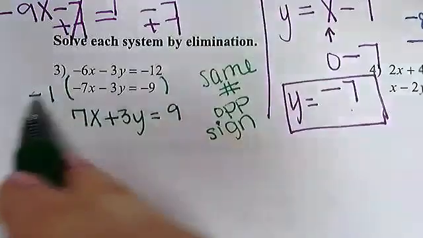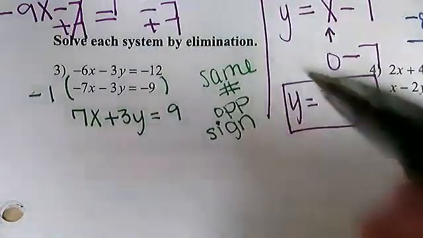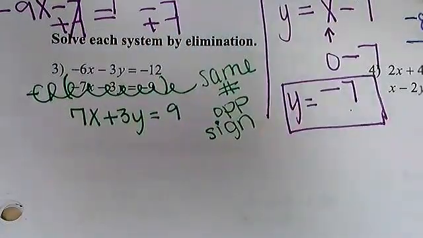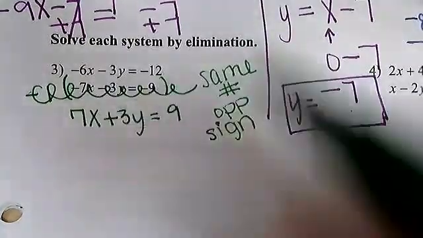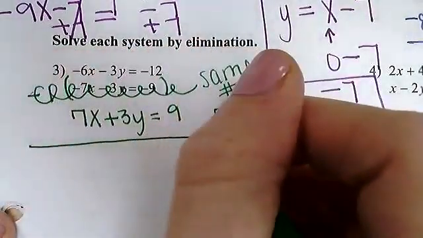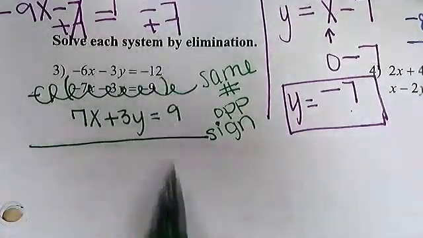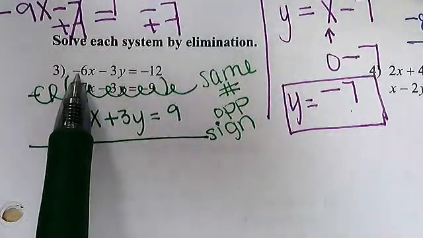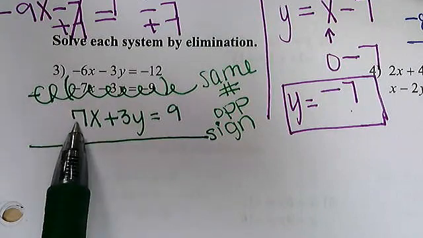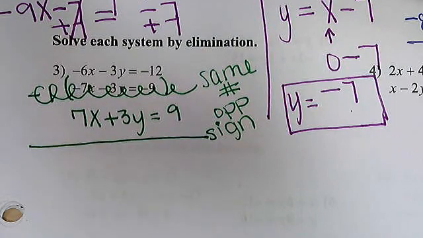All right. Once you multiply through by -1, you can cross this equation out because you no longer need to use it. And then all you have to do is draw yourself a little bar and go ahead and add up the X's and the Y's. So what is -6x plus 7x?